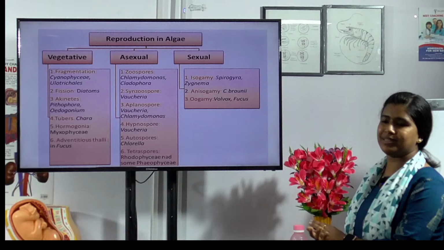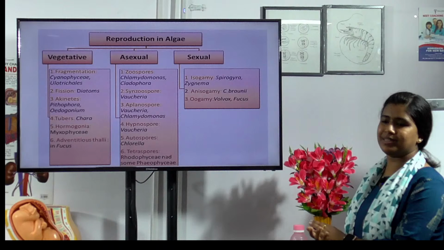What are megasporogenesis and microsporogenesis? Mega is formation from the mother cell, and micro is the small one. We'll see in later classes.